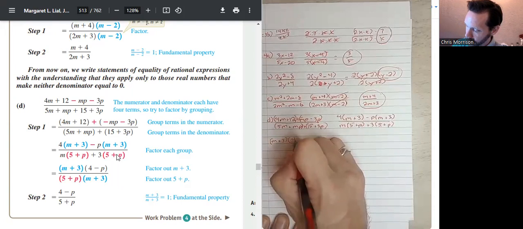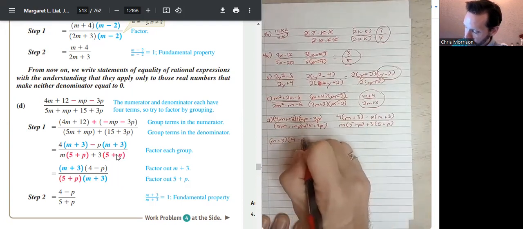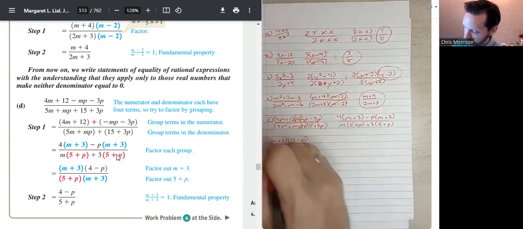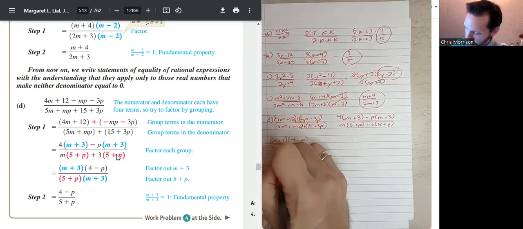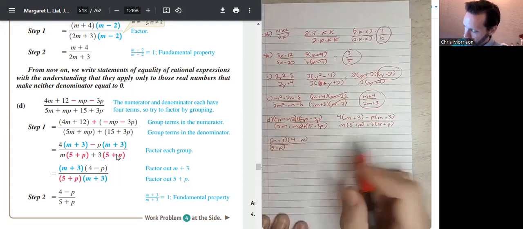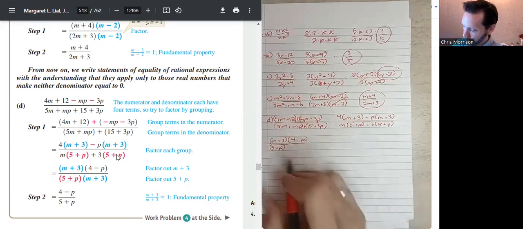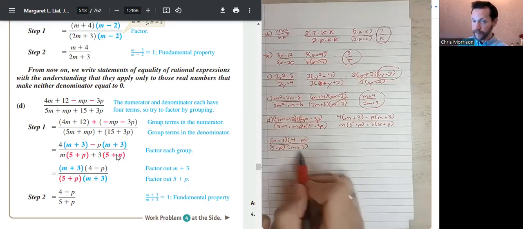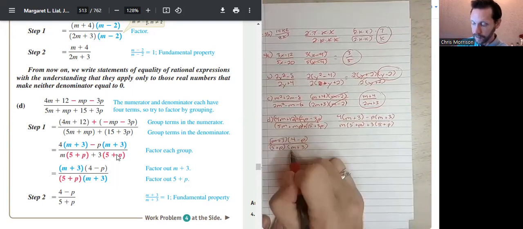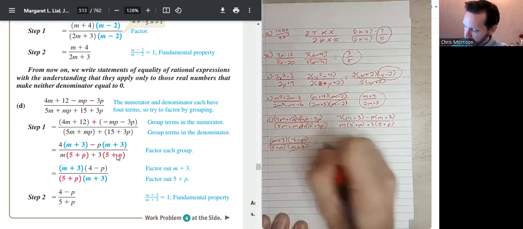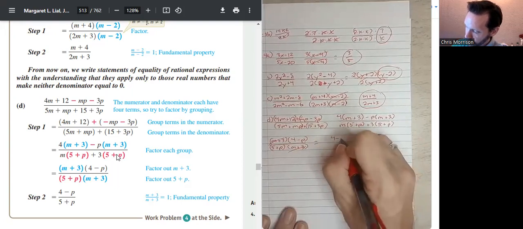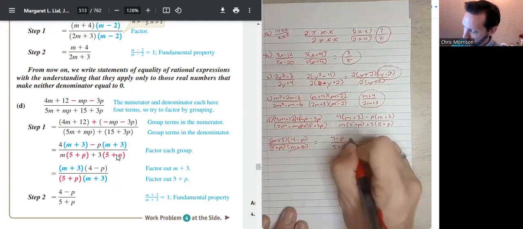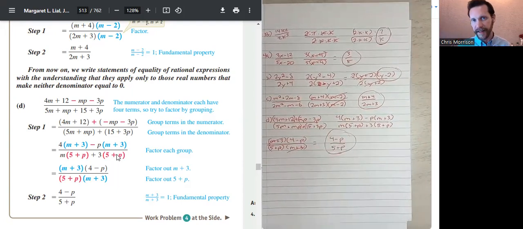So that's (4 minus p) over, I can keep my (5 plus p), and I have (m plus 3). And notice what I have. These two match, so I can cross them out, and I'm left with my final answer, (4 minus p) over (5 plus p). And that's my answer.